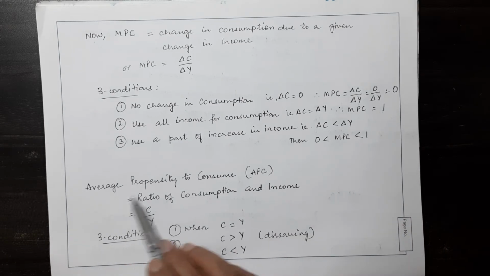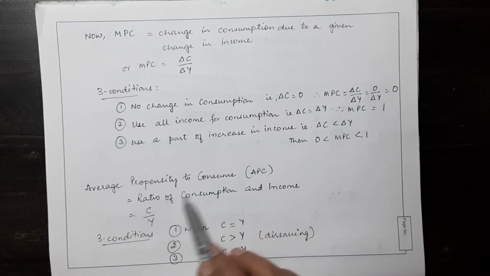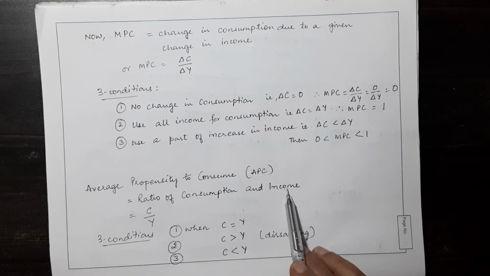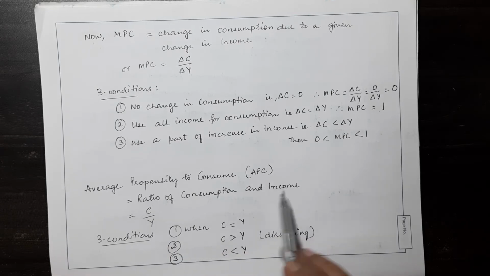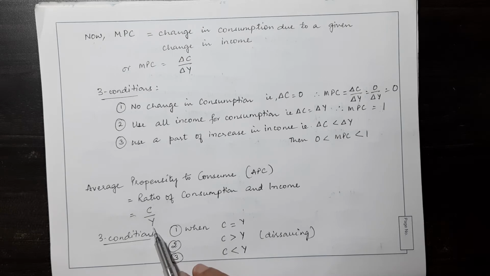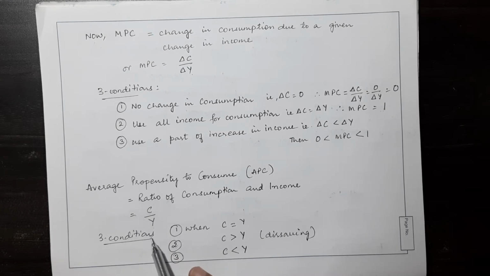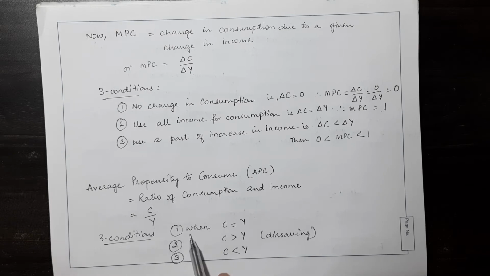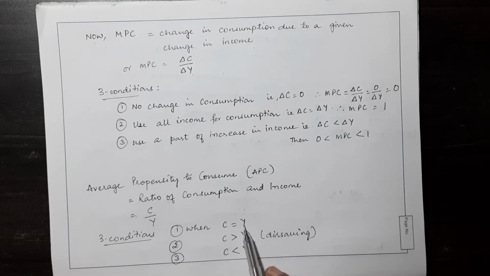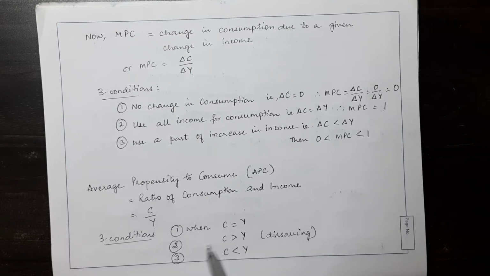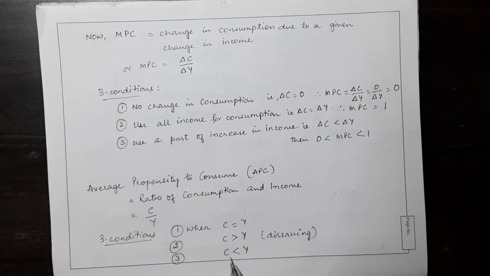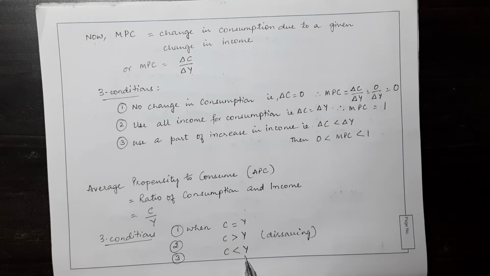Now average propensity to consume is given by the ratio of consumption and income. That is C by Y, C for consumption, Y for income. Now here also we find three conditions. When consumption is equal to income. The second condition, when consumption is greater than income. And third condition, when consumption is less than income.